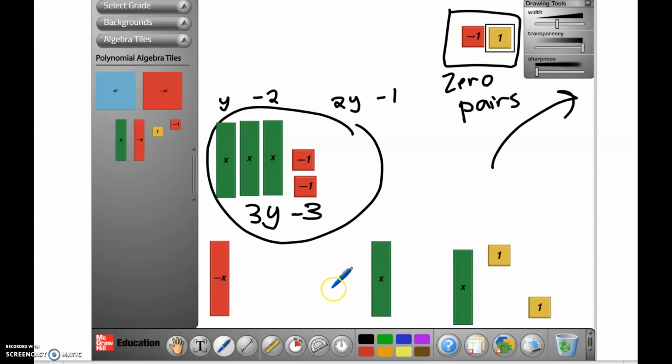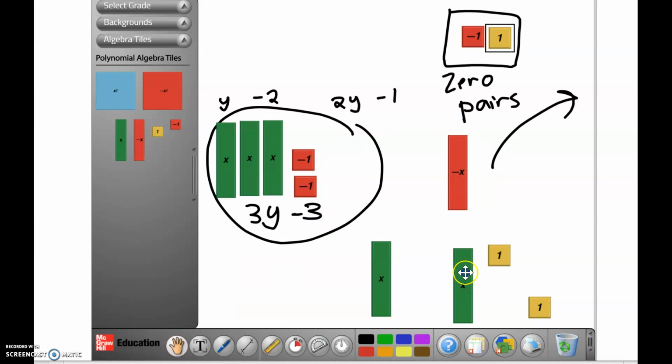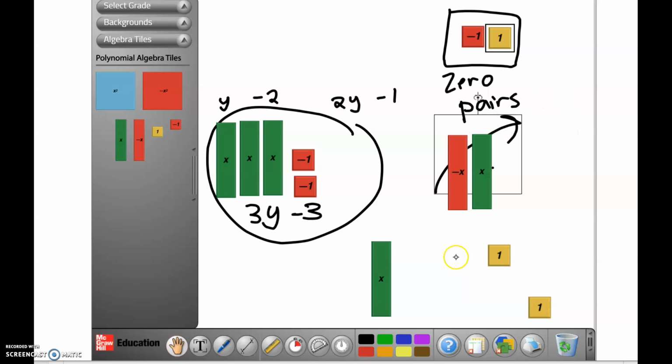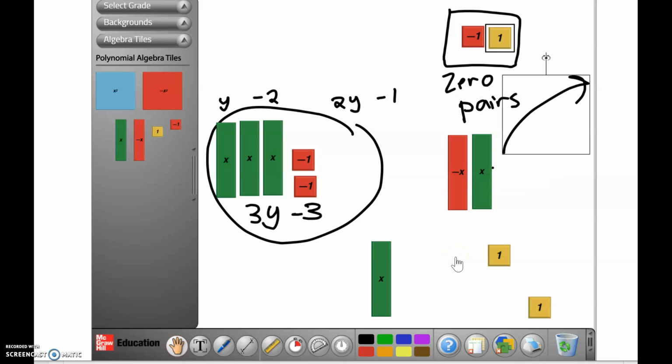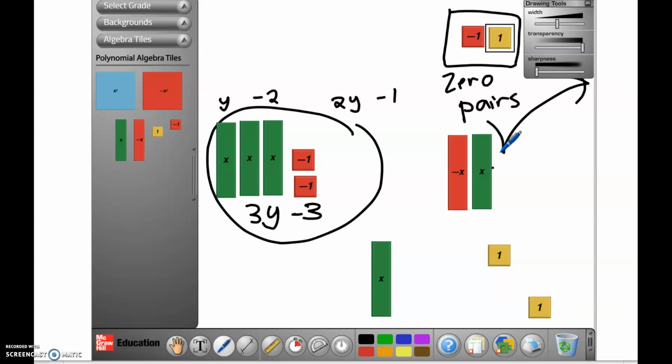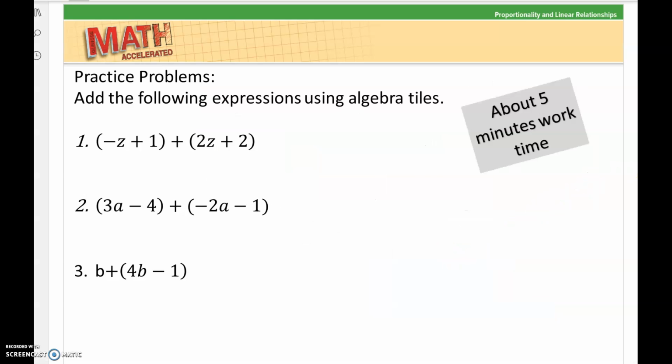And the same thing applies if we have a negative and positive like this, right? That's also still a 0 pair. So that 0 pair can still just be taken out. Okay, so that 0 pair can leave and we don't have to worry about it anymore because it equals 0. Okay, so go ahead and get to work on these 3 problems. Ready, set, go.